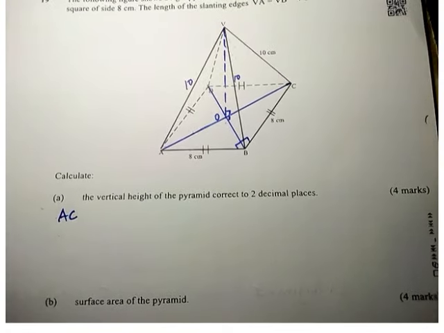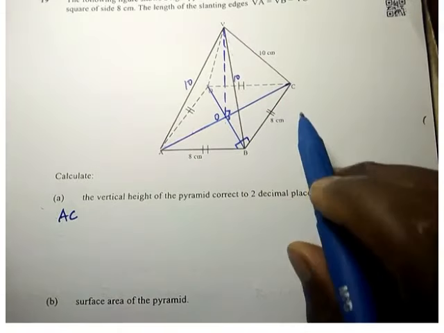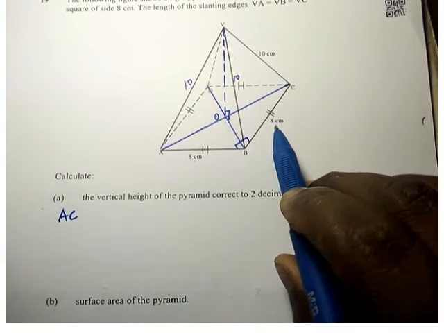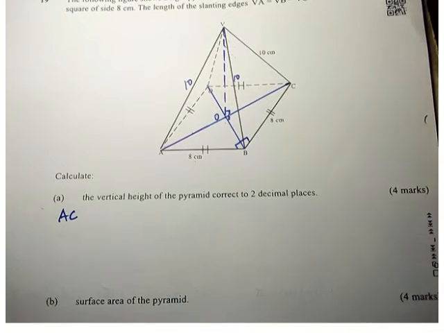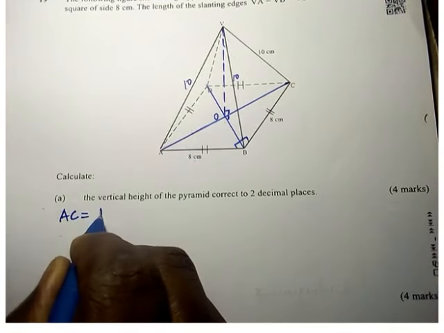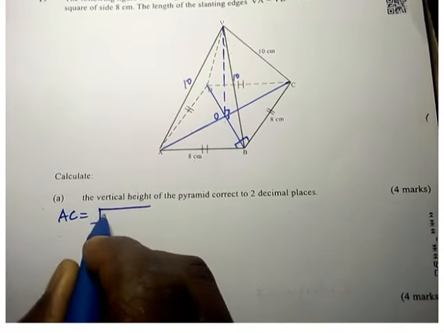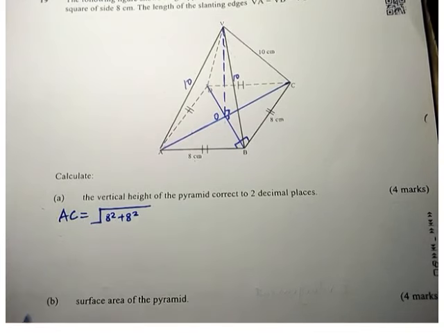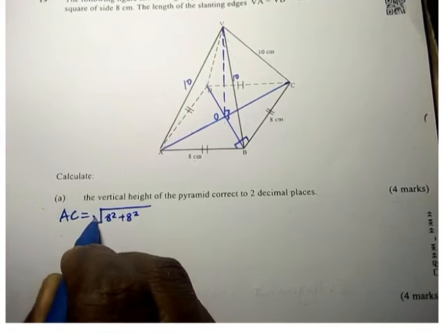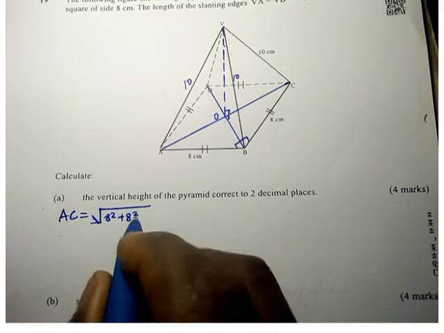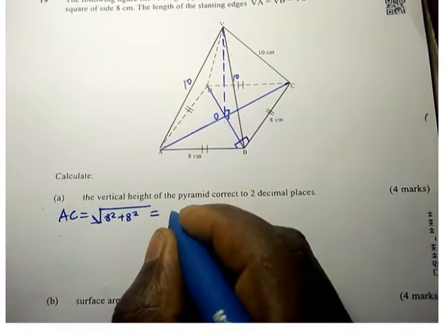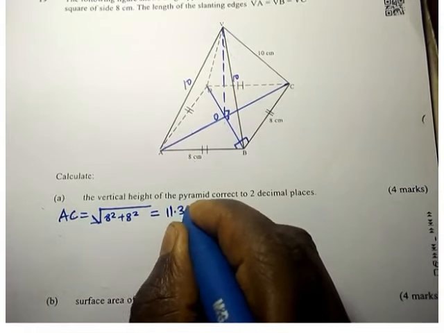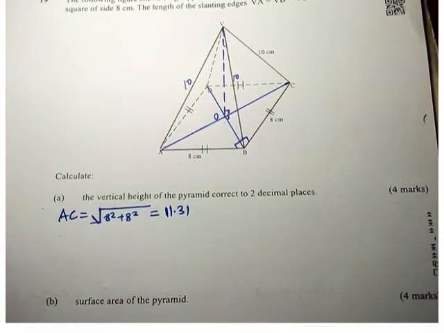We find AC. AC, we repeat this square, so we get the square root and that is all. So this one is equal to the square root of 8 squared plus 8 squared, we get the answer here, and that answer is going to be 11.31 centimeters to two decimal places.